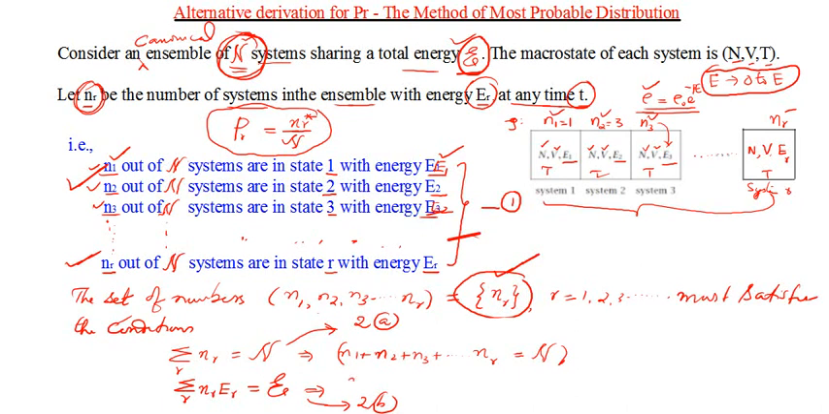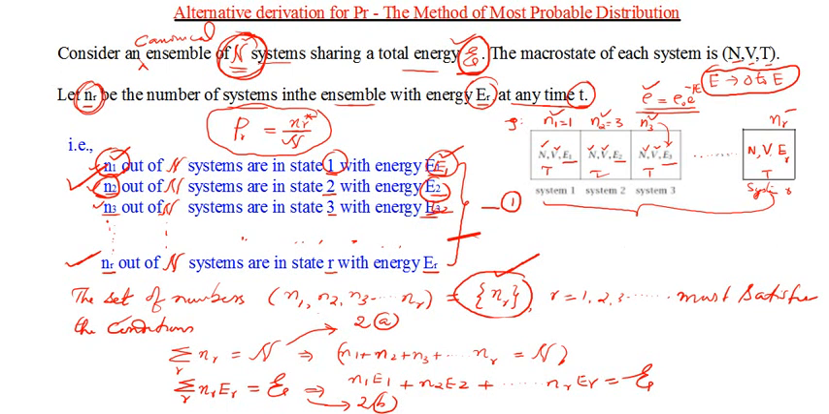What does it mean? It means N1 into E1. From equation number 1, we have N1 systems in state 1 with energy E1, so the total energy of these N1 systems will be N1 E1. Plus N2 E2, because there are N2 systems which are having energy E2 in the second state. Plus N3 E3, and so on, up to NR ER. That should be equal to the total energy shared by all systems in the ensemble, which we have represented as E.